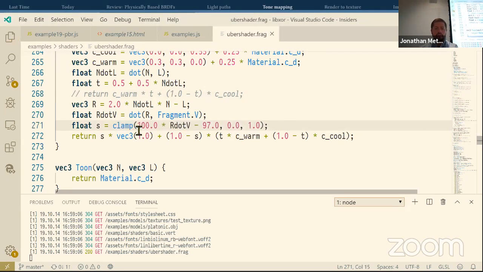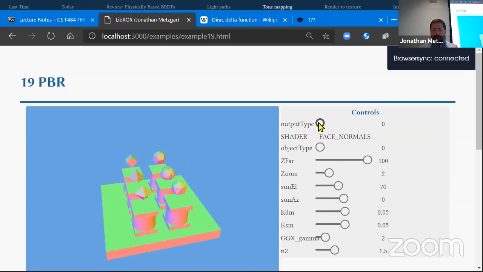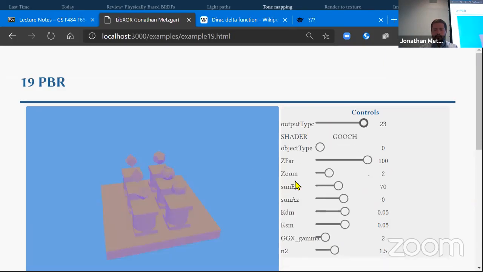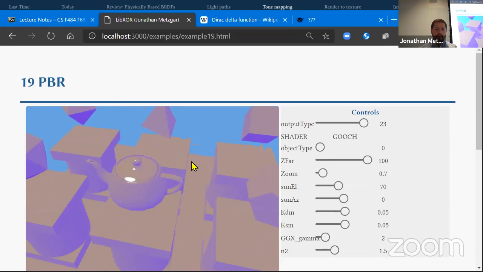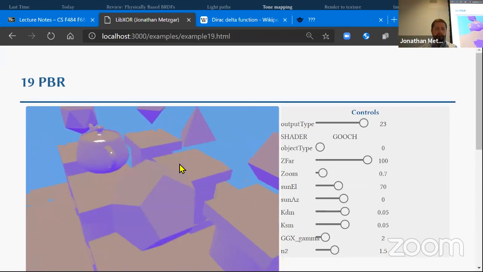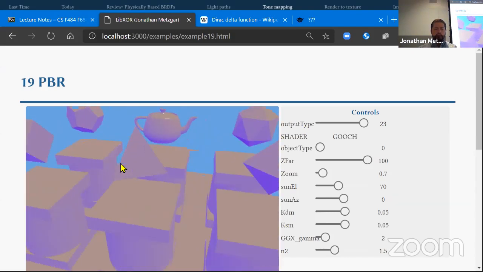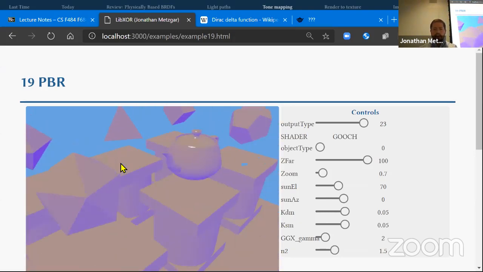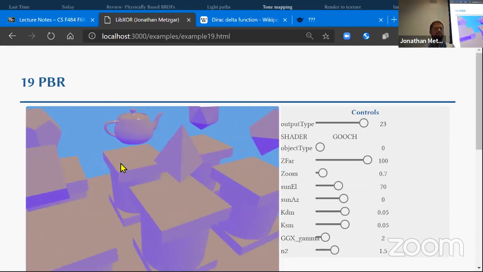That wasn't working 100%, so let's go ahead and try that again. We can add basically just a shiny version. We can make the objects look shiny by adding a little bit of Phong shading to it, and it looks pretty good. So this is one thing you can do with Gooch shading: add a little specular highlight to it, and then this gets you a very popular visualization technique.